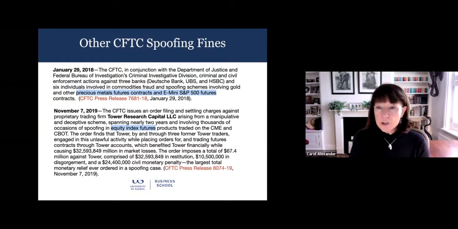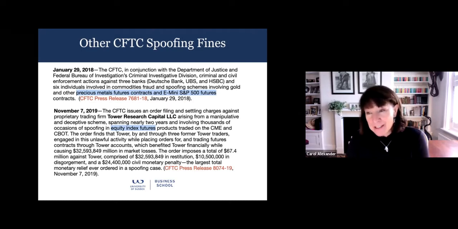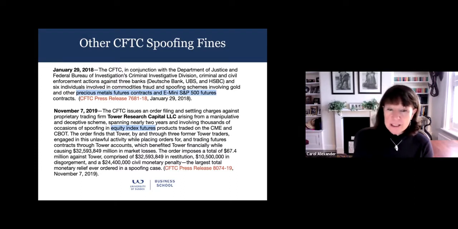For example, Deutsche Bank, UBS, HSBC, fines for precious metal futures and the S&P 500 futures. So if the S&P 500 is being manipulated upwards and the arbitrageurs then buy the stocks, this is how it happens. That's why the US stock market has been growing 400%. Equity index futures isn't just banks, it's Tower Research Capital, for example, in London.